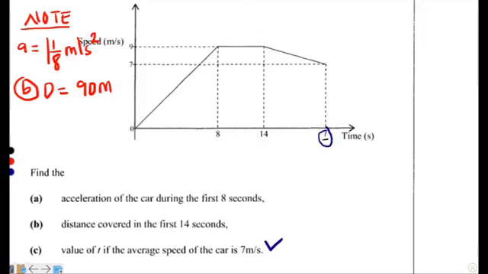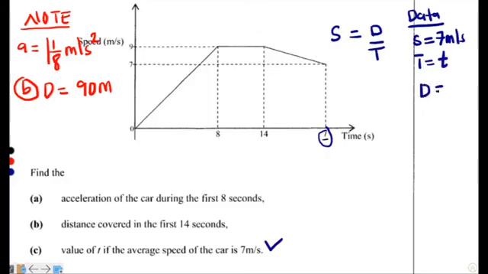Okay, so first thing, we come up with a formula for finding the average speed, which is speed is equal to distance over time. So when we organize our data right here, we can see that for speed, we have been given the average speed, which is 7 meters per second. Then for time, we have a t there, that's the total time. Then distance, we don't have the total distance for the whole journey, but we do have the distance in the first 14 seconds that we found, which was 90.